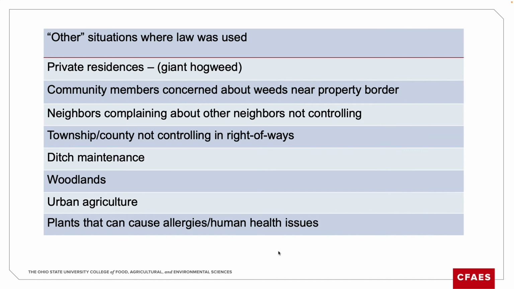Other situations, private residences, for example, somebody had giant hogweed growing in their garden. Community members concerned about weeds near a property value. Neighbors complaining about other neighbors. Township, county not controlling in right-of-ways. I hear about that a fair amount. As I mentioned earlier, I think roadsides and right-of-ways that people can see, where there's a responsibility of anyone from ODOT to a township or a county, and they're not controlling them there. Ditch maintenance, woodlands.